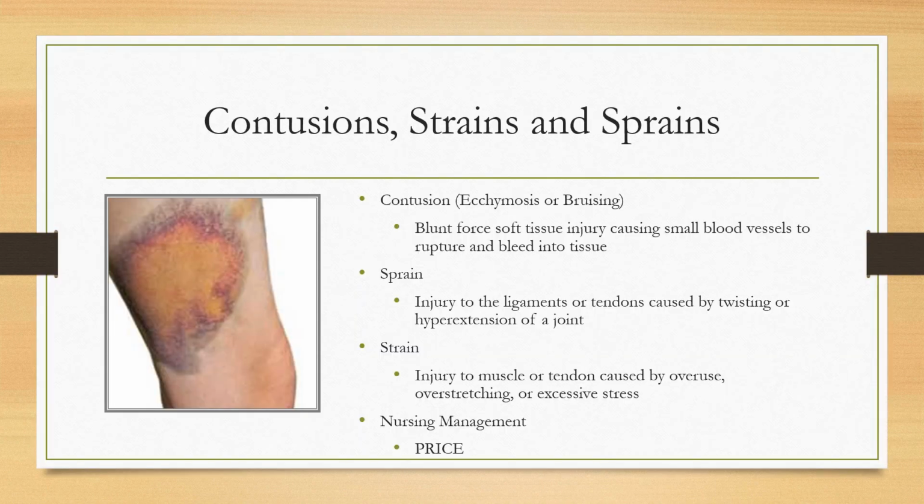Okay, so contusions, strains, and sprains. So a contusion, just a fancy word for a bruise. That's it. Okay, so basically it's a soft tissue injury where the blood vessels have broken under the tissue, typically in the muscle or the skin, and they've just bled into the tissue. That's a contusion. Or if you want to say an ecchymosis, even fancier, but basically it's just bruising.